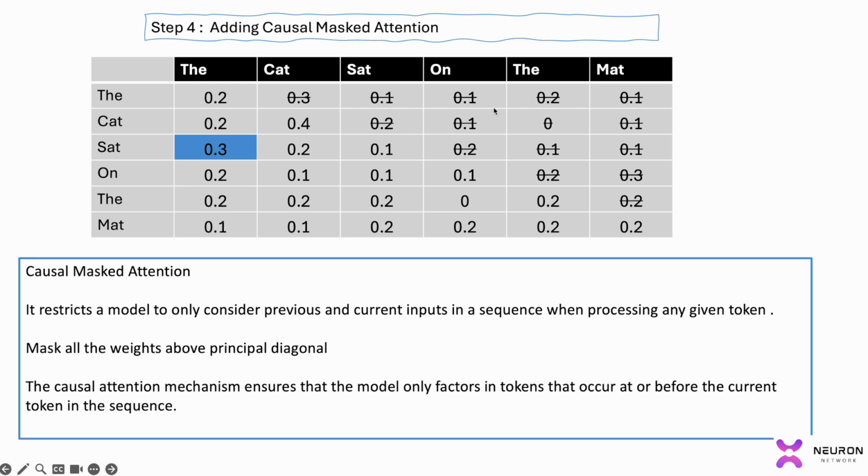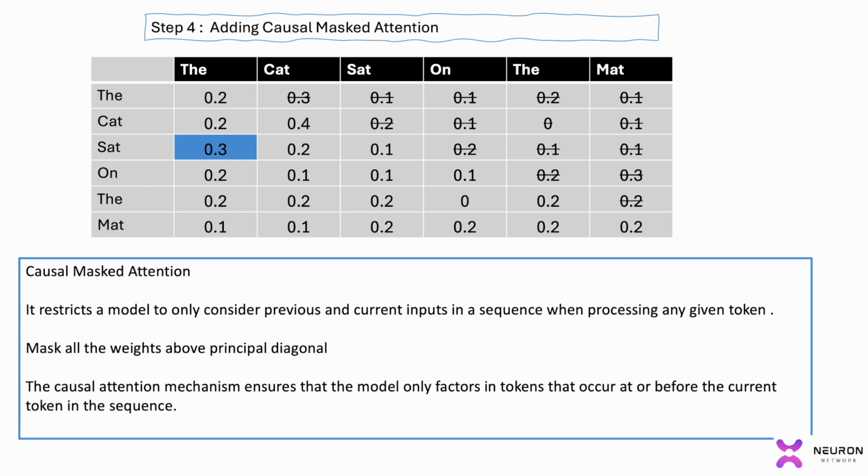By that, they are hiding the future tokens from the present or the past tokens so that they do not see them. So the causal attention mechanism ensures that the model only factors in tokens that occur at or before the current token, not after that, not the future tokens. So this is step 4, which is called causal masked attention. There is dropout also, which happens at this stage, but I have kind of dropped that.